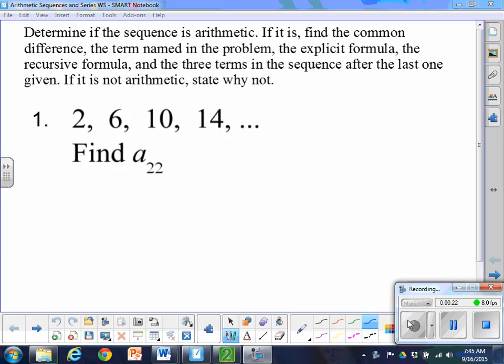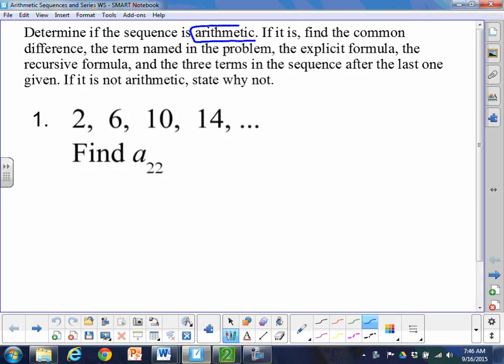So the key here to be arithmetic, you need to have a common difference for the pattern going on. So it looks like this one, there's a +4, and that continues to work. So we're good to go. It is arithmetic. That common difference we just found is 4. So the common difference is whatever that pattern is.